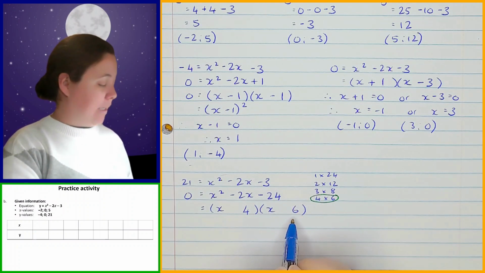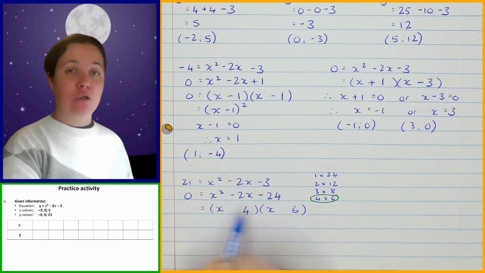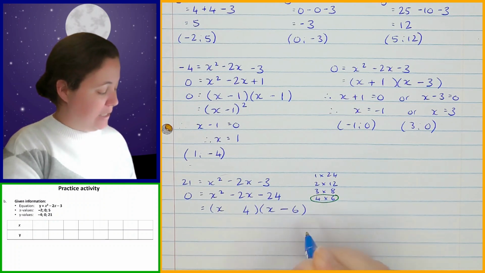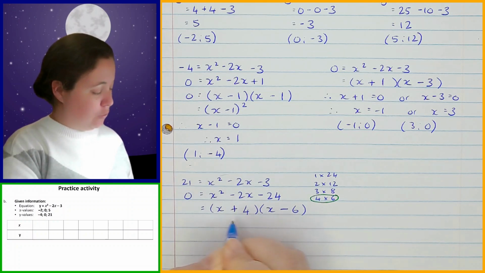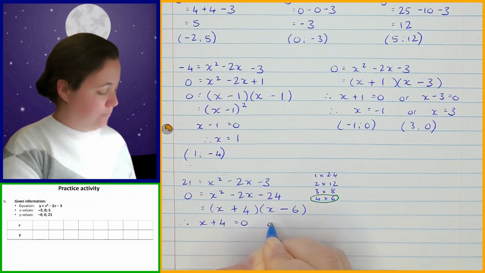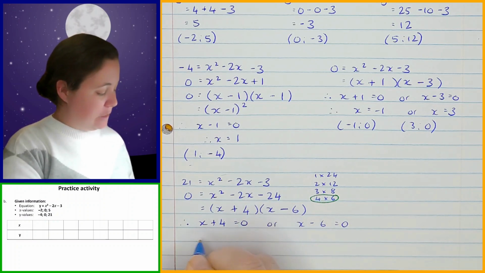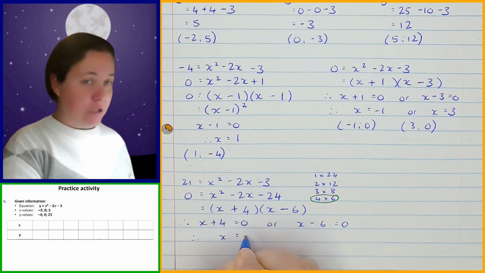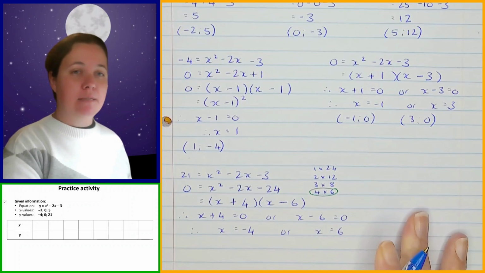And then the bigger one is going to get the sign of the middle term again because it's negative. The two signs are going to be different. So this is going to be minus over there, and then the 4 is going to be plus. Okay, so now I can go and put those two factors each equal to 0. So therefore, x plus 4 equals 0, or x minus 6 equals 0. And I can solve for x. So therefore, x is equal to negative 4, or x is equal to 6.